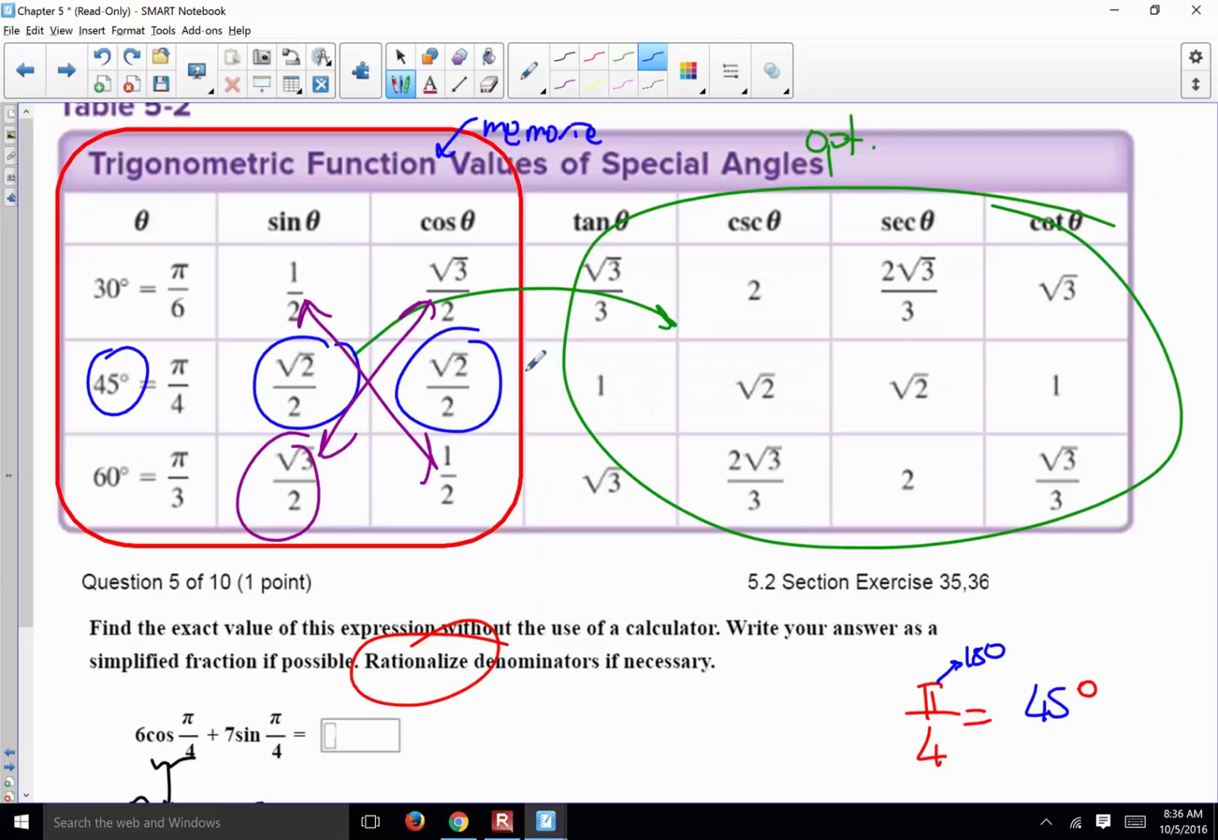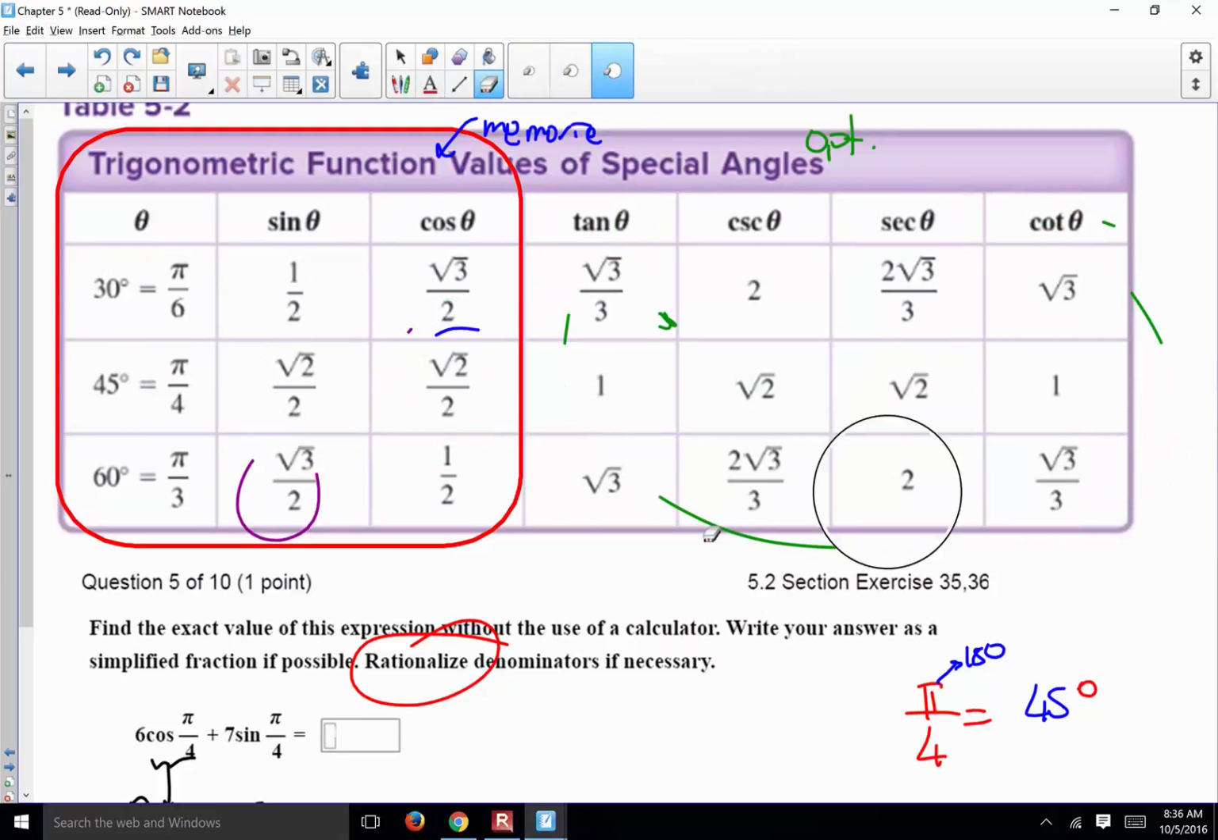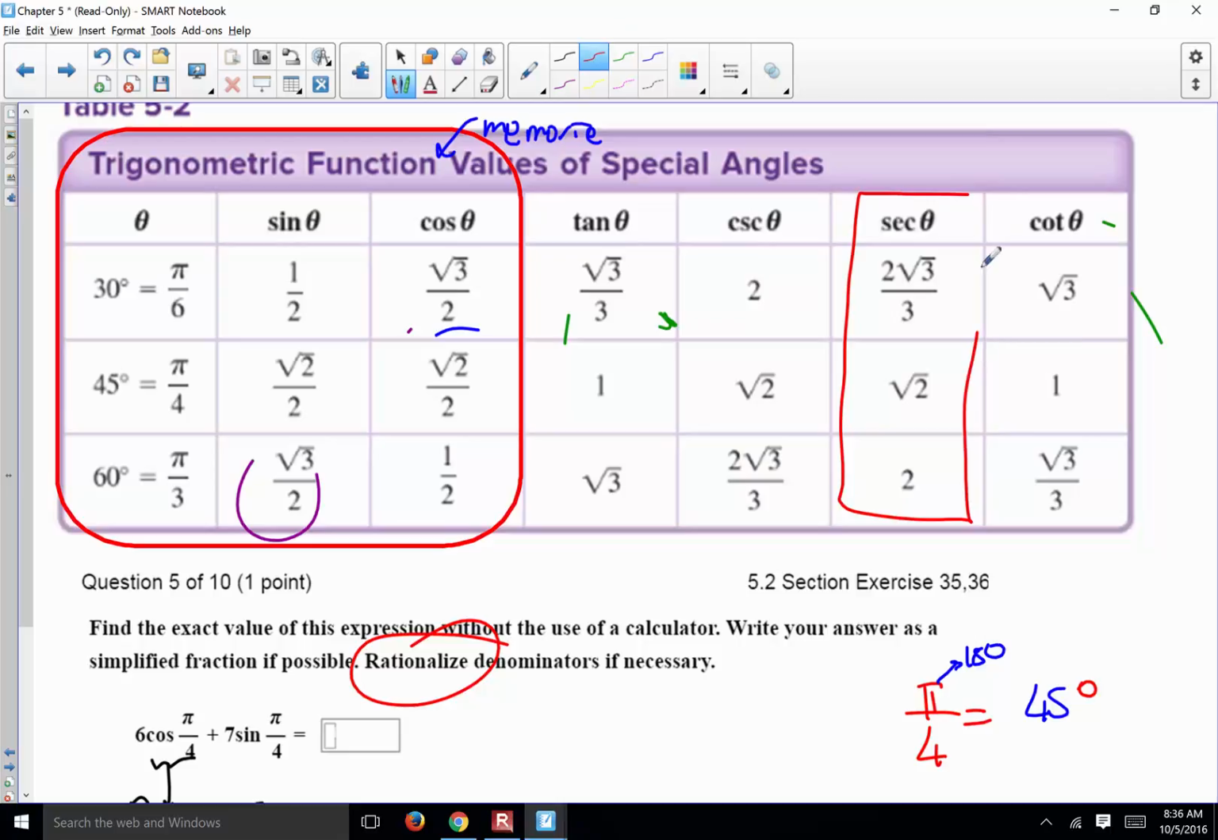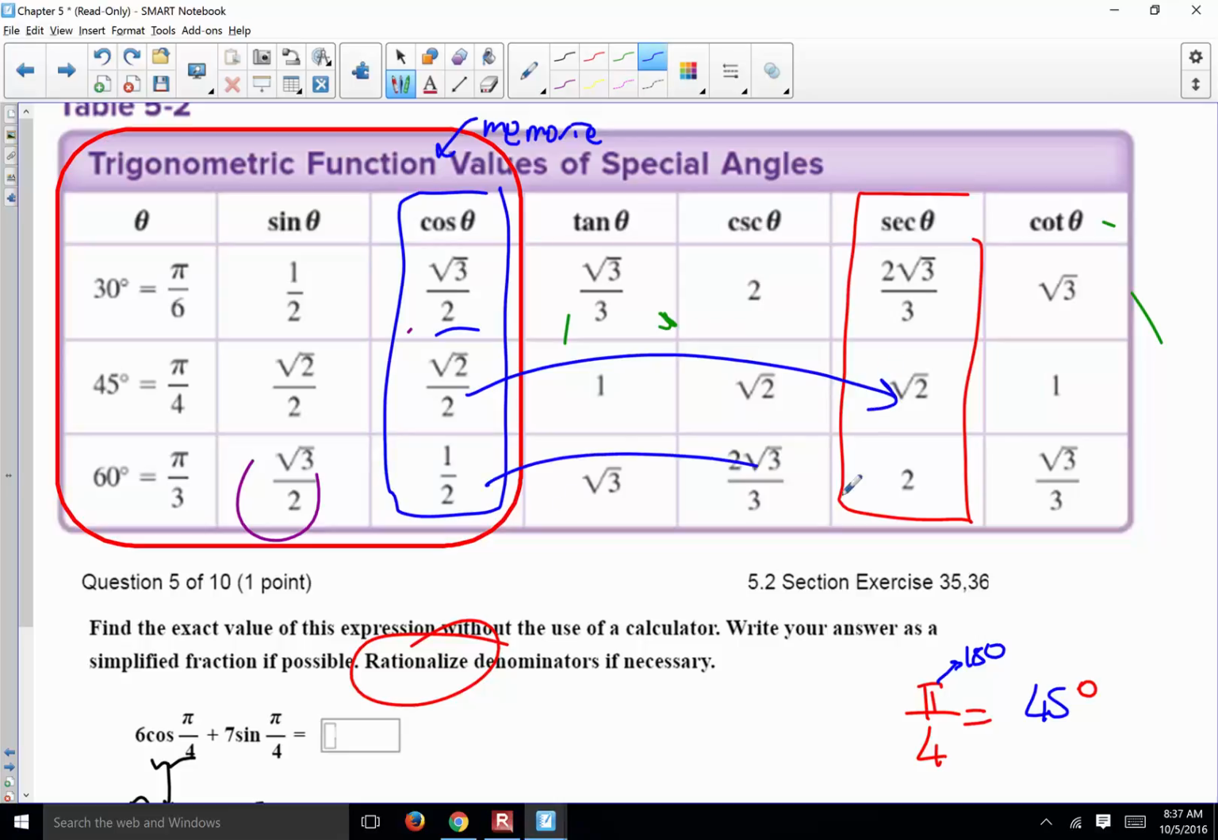Let's check out the table. Look at the secant line. Where is secant? Here. And where is cosine? Here. Look, these values are always flipped. 1 over 2 is 2 over 1. They flipped 1 over 2 and multiplied, and got 2 over 1.